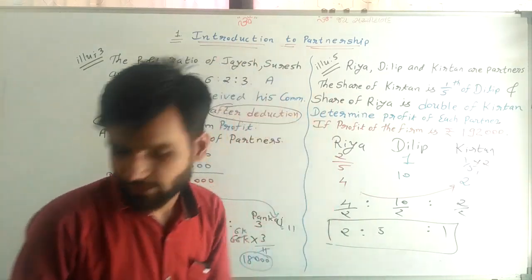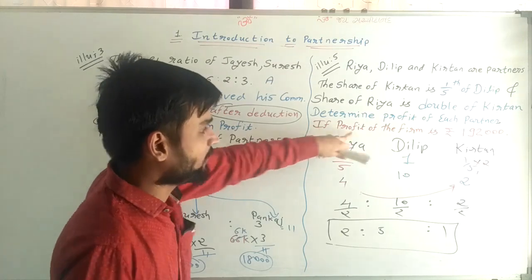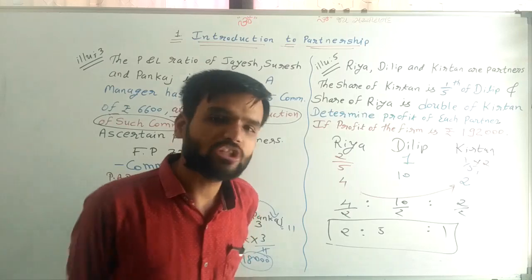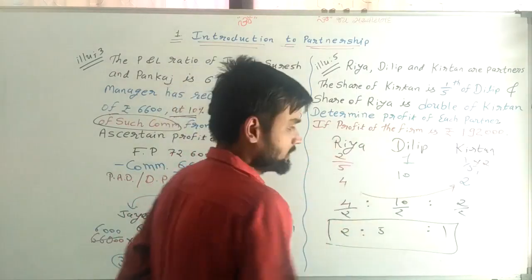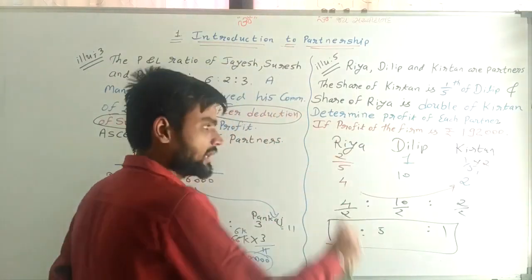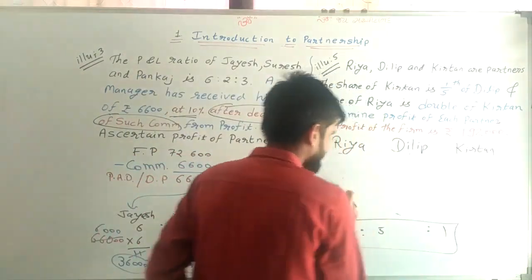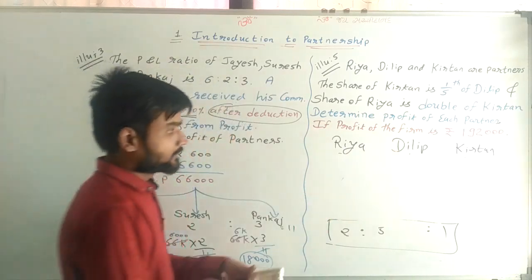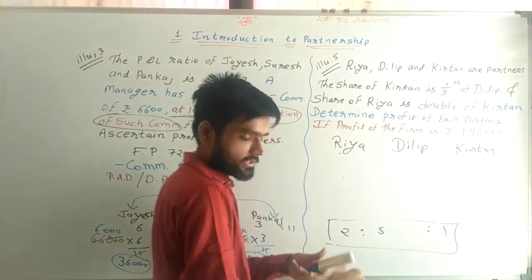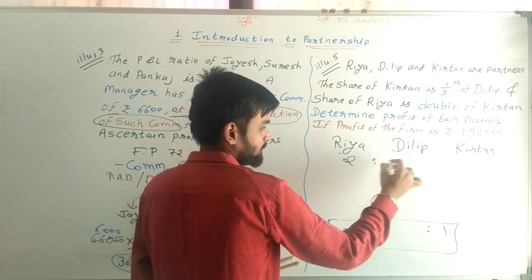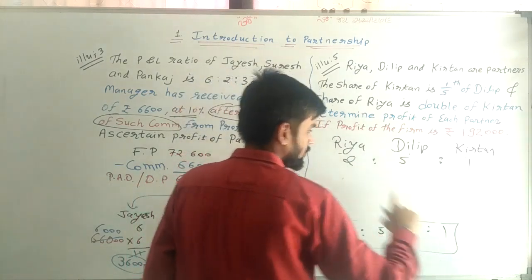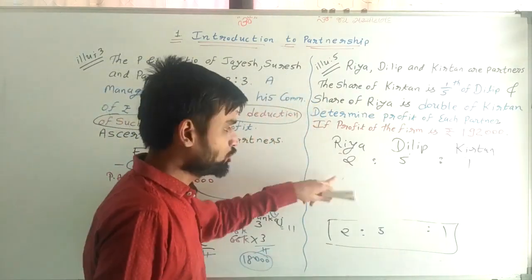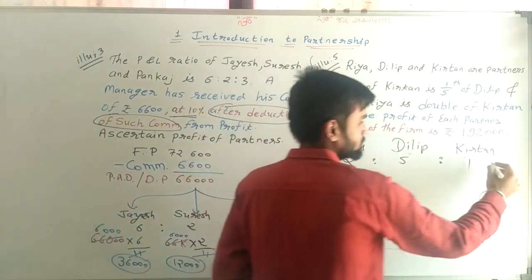Now see here. If profit of the firm is rupees 1,92,000, find the profit of each partner. Determine profit of each partner. So first of all we have calculated the ratio, then we are distributing. Now a simple one is started like this. This 1,92,000 we are distributing in the ratio of 2, 5 and 1. Now again make the total: 2 plus 5, 7, 7 plus 1, 8.